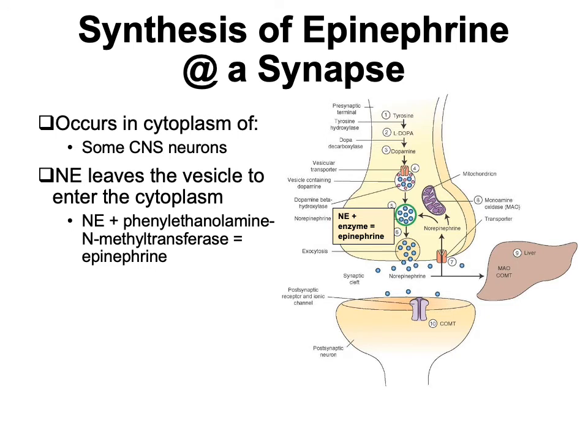Synthesis of epinephrine at the synapse. This occurs in the cytoplasm of some CNS neurons. What happens is the norepinephrine that was formed inside the vesicle from dopamine will leave the vesicle and enter the cytoplasm. Then norepinephrine combines with an enzyme I can't pronounce and becomes epinephrine in the cytoplasm.